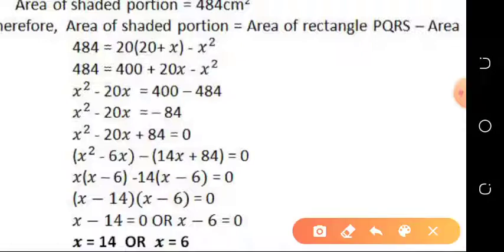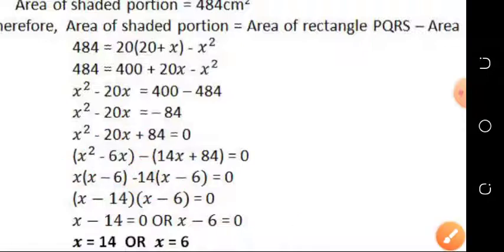You can see that these two brackets are equal. You pick one and write it, and you pick the factors that you have outside there and write them together. Now we have x minus 14 into bracket x minus 6 equal to 0. I hope you understand that.